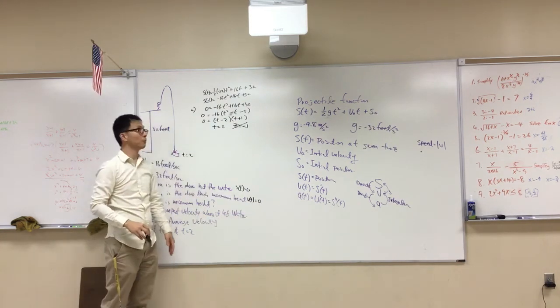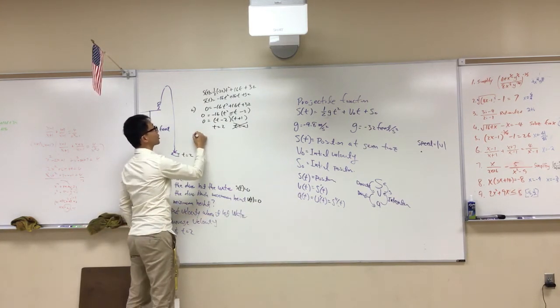v of t is equal to 0. So can I take a derivative of this function?